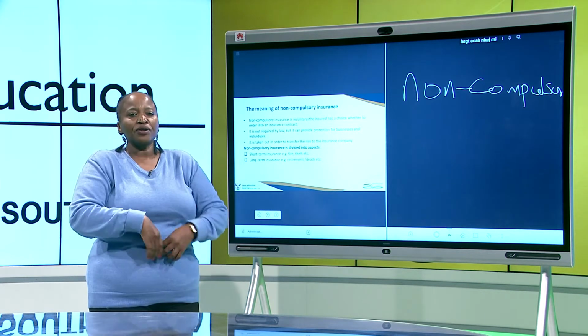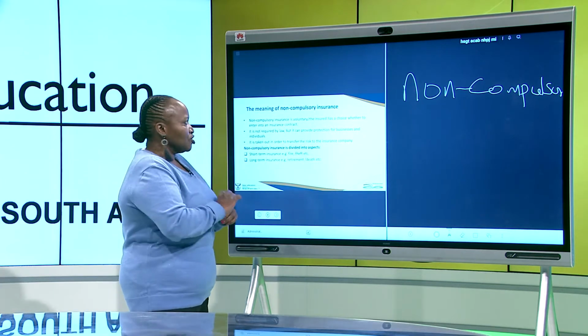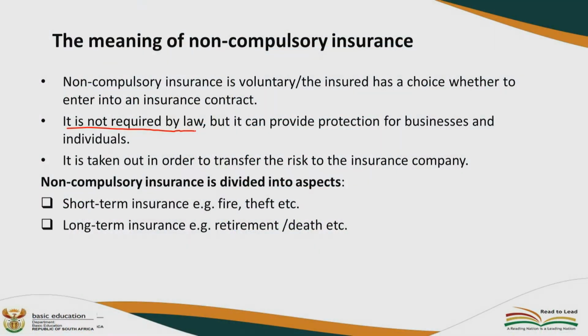People have a choice whether they want to insure their cars or their houses. So it's not compulsory. It is not required by law. The government does not force people to take out insurance. But it is important because it provides protection for businesses and individuals. Even though it's not compulsory, it is important for people to have insurance because it provides protection.